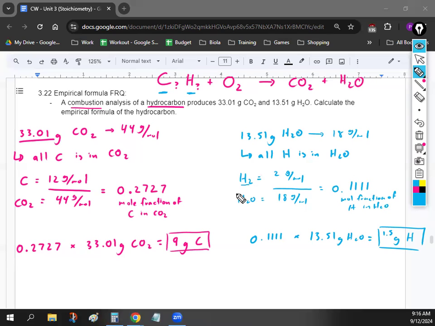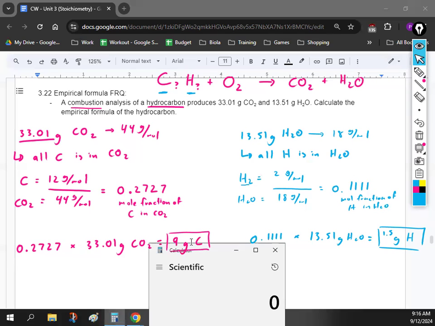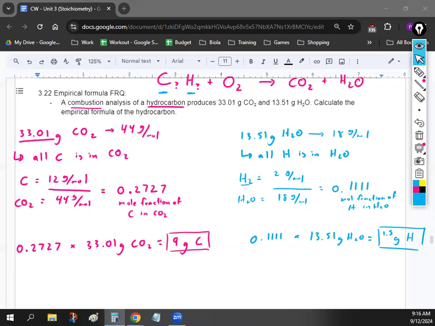Mm-hmm. I got 0.06, but then I got the same. Interesting. It's 2.02, right? Yeah. Might have pressed the wrong button or something. Yeah, it's okay. I made a mistake too, so I have to forgive you. All right. Yes. What was that? 1.5 grams of hydrogen. Yeah.